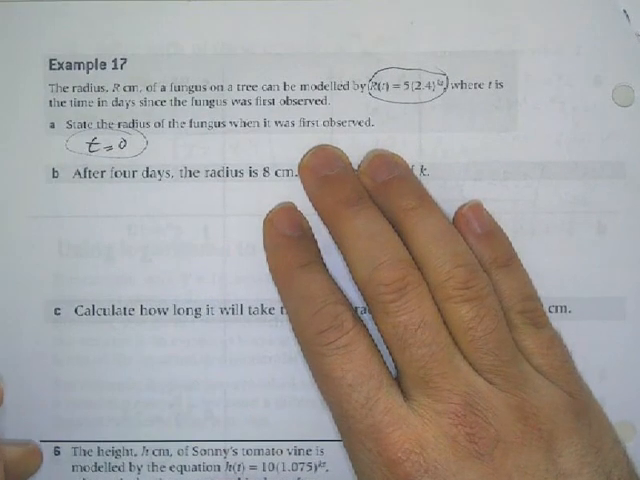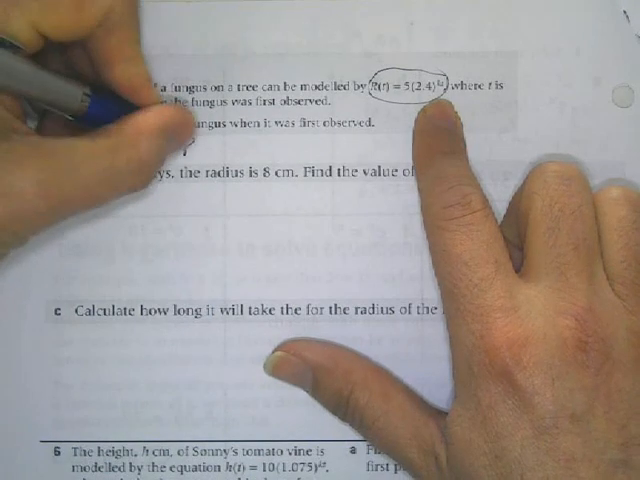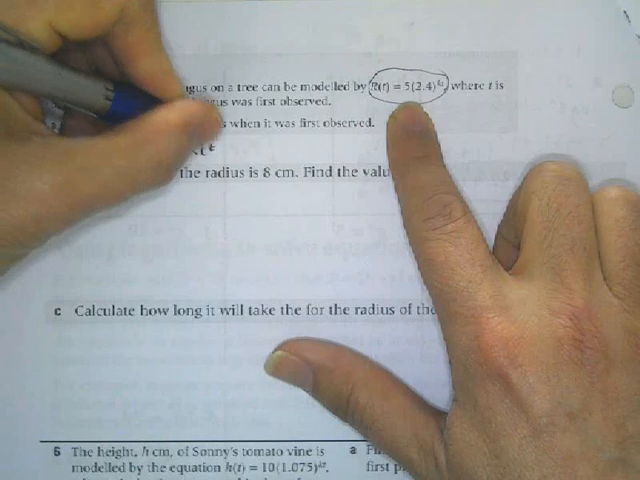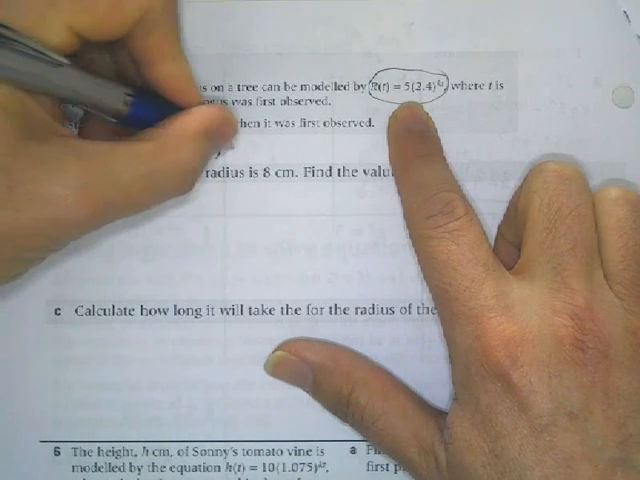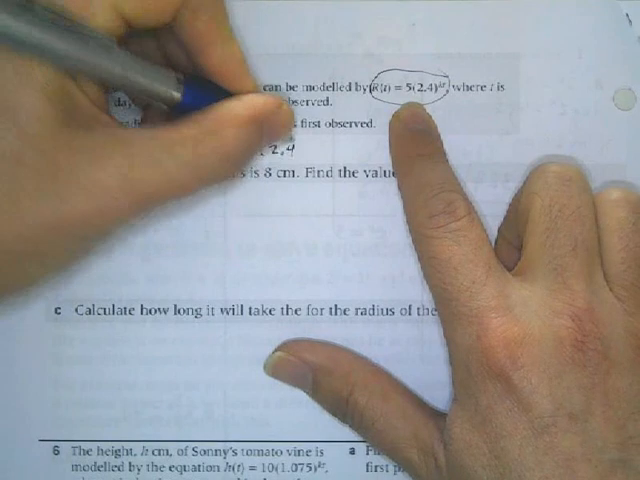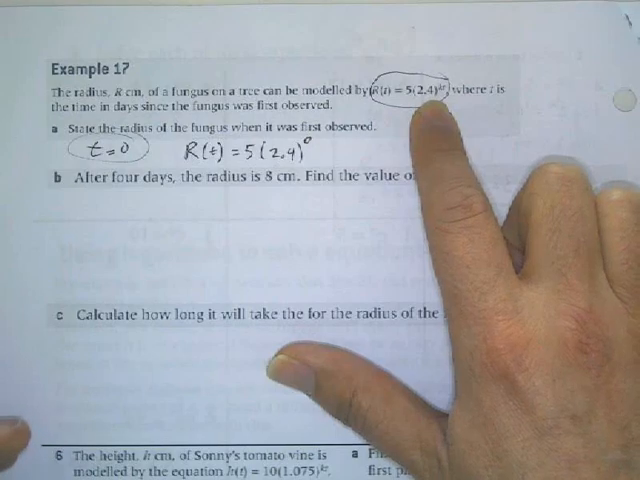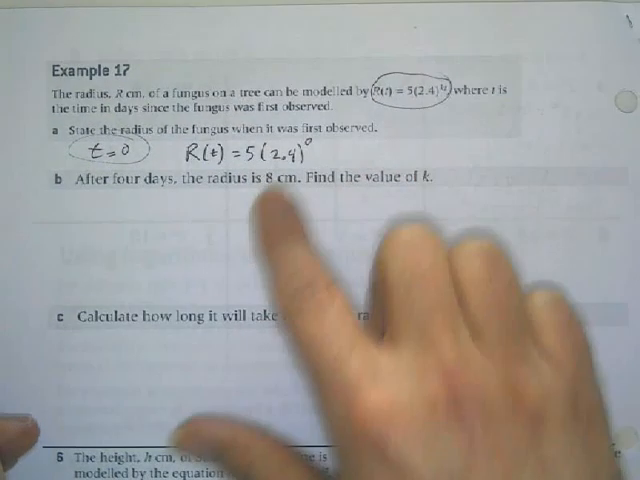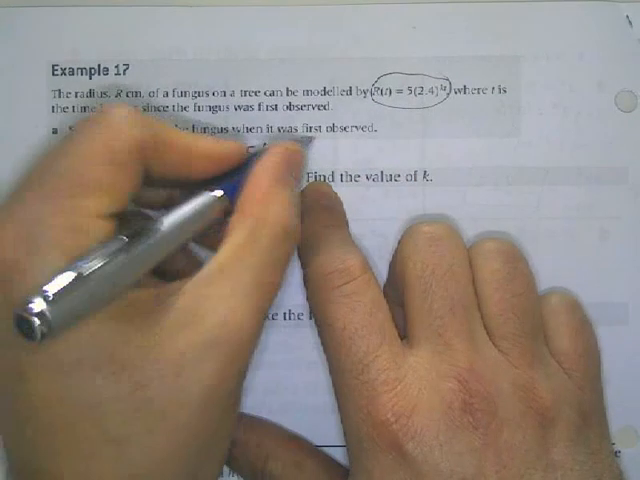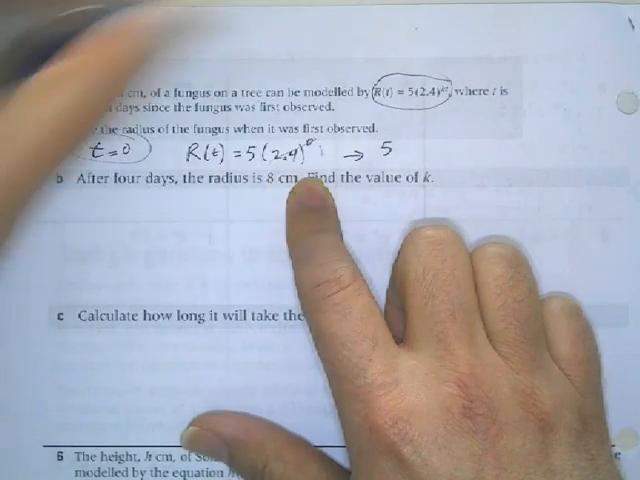So if I rewrite this with T equals 0, I'm going to have R of T is equal to 5 times 2.4 to the power of 0. It doesn't matter what K is if T is 0. So this is all going to be 1. So the answer is 5 centimeters.